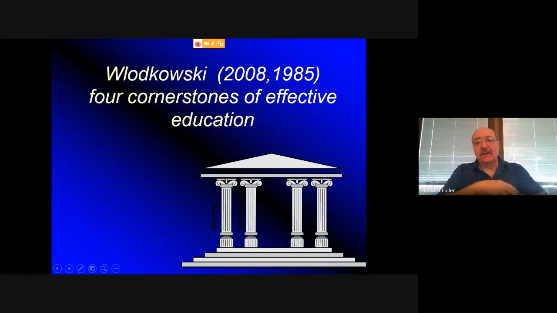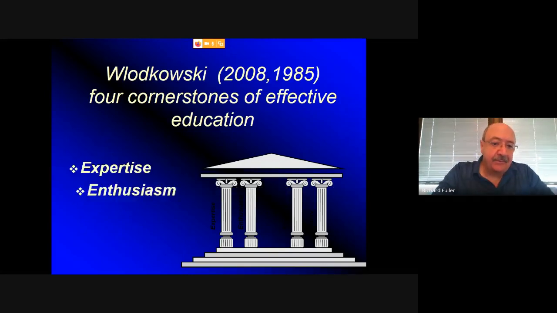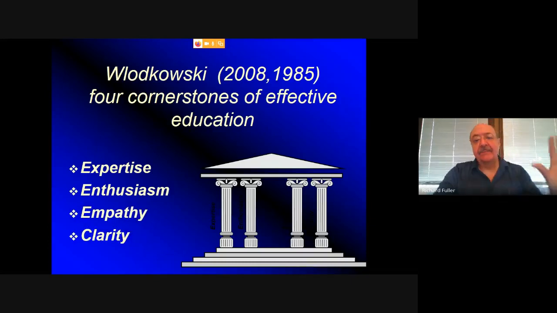All right, let's talk a little bit about what we call the 4 cornerstones of effective education. This came by a gentleman by the name of Raymond Lodowski. He started publishing this in 1985, and he keeps republishing the book. I think he's in his 12th edition. Last one that I saw was 2008, although I think he put out another one after that. He said there are 4 cornerstones of the effective educator. He says there is expertise, enthusiasm, empathy, and clarity.